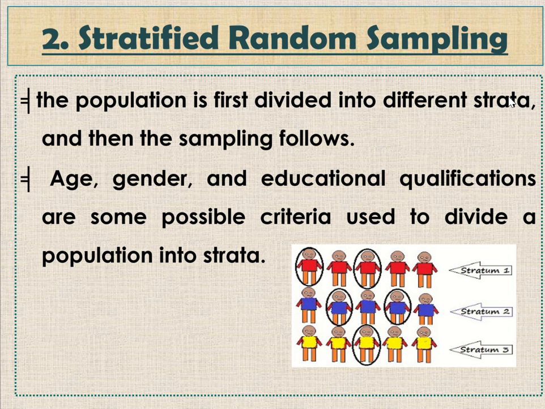So for the stratified random sampling, the population is first divided into different strata. When you say strata, it can be subgroups, areas or sections, and then the sampling will follow. Age, gender, religion, race, and educational qualifications are some possible criteria that you can use to divide a population into strata. So yun yung mga pwedeng magamit na criteria so that you can divide your population into strata or subgroups or sections.